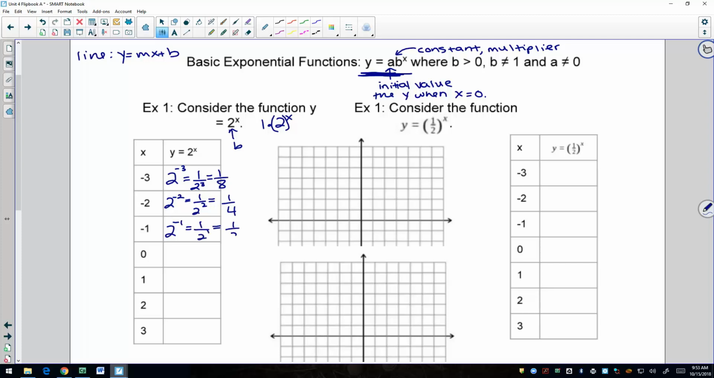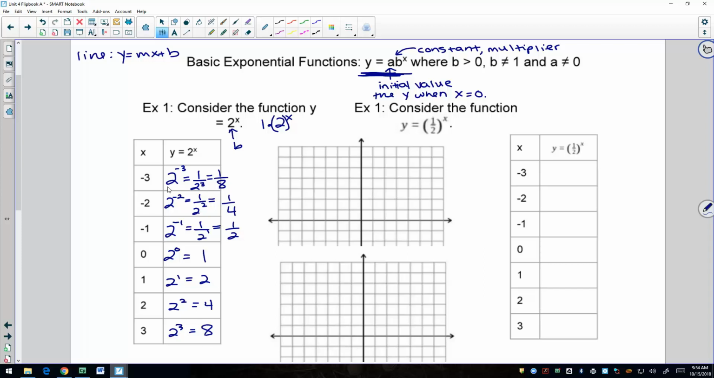Now from here, these are either 0 or all positives, which should be pretty quick. You should recall that anything to the 0 is 1, 2 to the first is 2, 2 to the second is 4, and 2 to the third is 8. Now remember I said that b was your multiplier and it was 2. You will notice that to go from one y value to the very next one, you would multiply that by 2. 1 times 2 is 2, 2 times 2 is 4, 4 times 2 is 8. So it should make sense that we got those numbers.